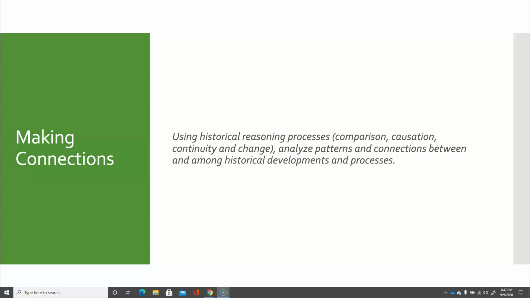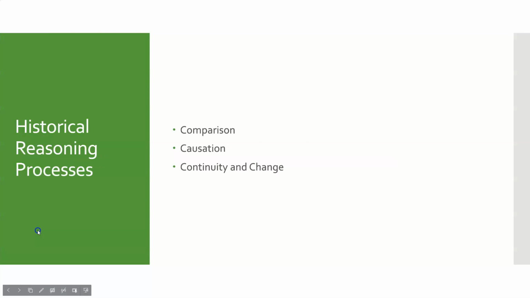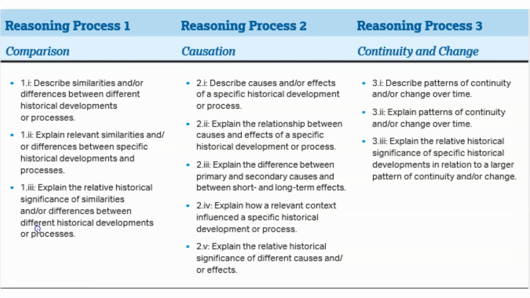We look at comparison, we look at causation, and we look at continuity and change. I've given you a slide from the College Board's guidance on the historical reasoning processes that we're looking at here: comparison, causation, and continuity and change. And comparison is probably the one that you're the most familiar with, right? Compare and contrast. How are events similar or different? What are the relevant similarities and differences? And then explain why those might be significant.